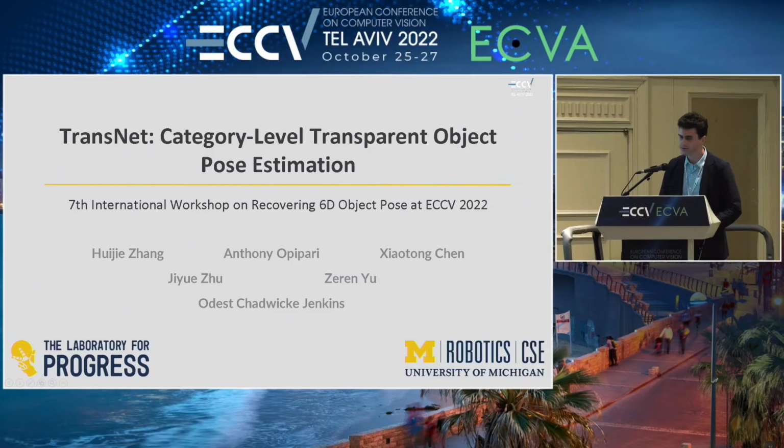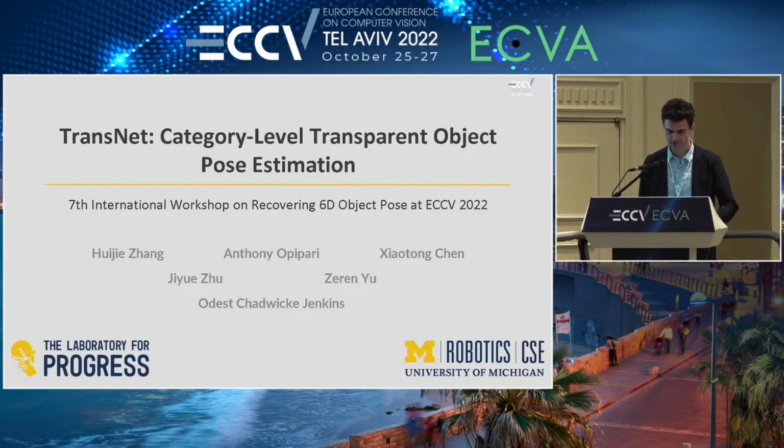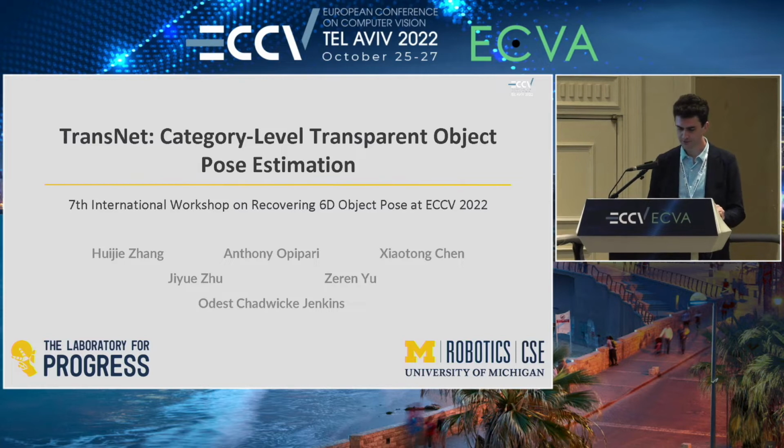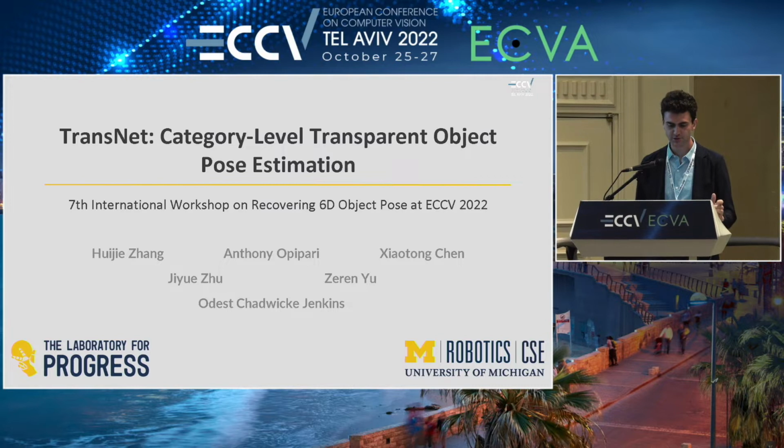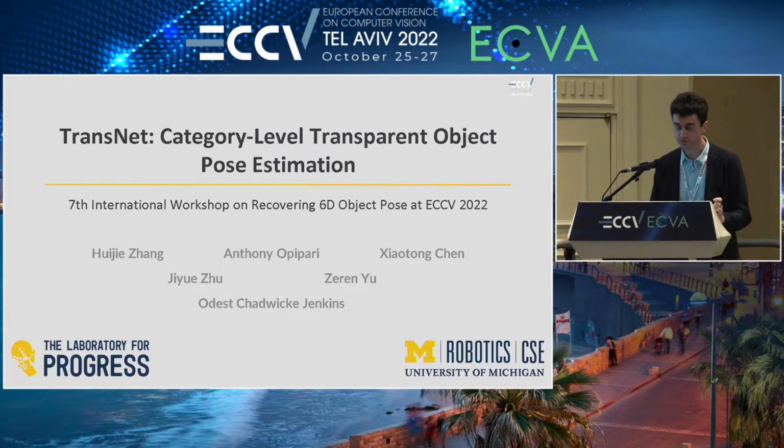Perfect. So hello everyone, my name is Anthony Opipari. I'm a PhD student at the University of Michigan in the Laboratory for Progress. And on behalf of myself and my collaborators, Huijie Zhang, Xiaotong Chen, Jiwei Zhu, Zhuren Yu, and Professor Chad Jenkins, we're really happy to be here at the workshop on recovering 6D object pose and to be presenting our work on category level transparent object pose estimation, which we refer to as TransNet.